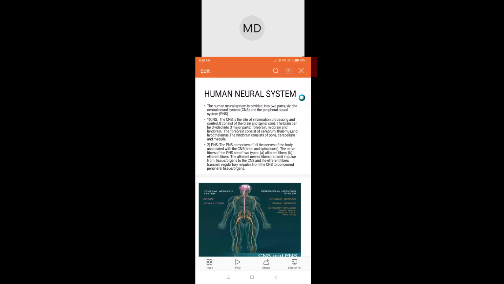The forebrain consists of cerebrum, thalamus, and hypothalamus. The hindbrain consists of the pons, cerebellum, and medulla. The peripheral nervous system comprises all the nerves of the body associated with the CNS, brain, and spinal cord. Nerve fibers of the PNS are of two types, afferent fibers and efferent fibers. The afferent nerve fibers transmit impulses from tissue or organ to the CNS, and the efferent fibers transmit regulatory impulses from the CNS to the concerned peripheral tissue or organ.